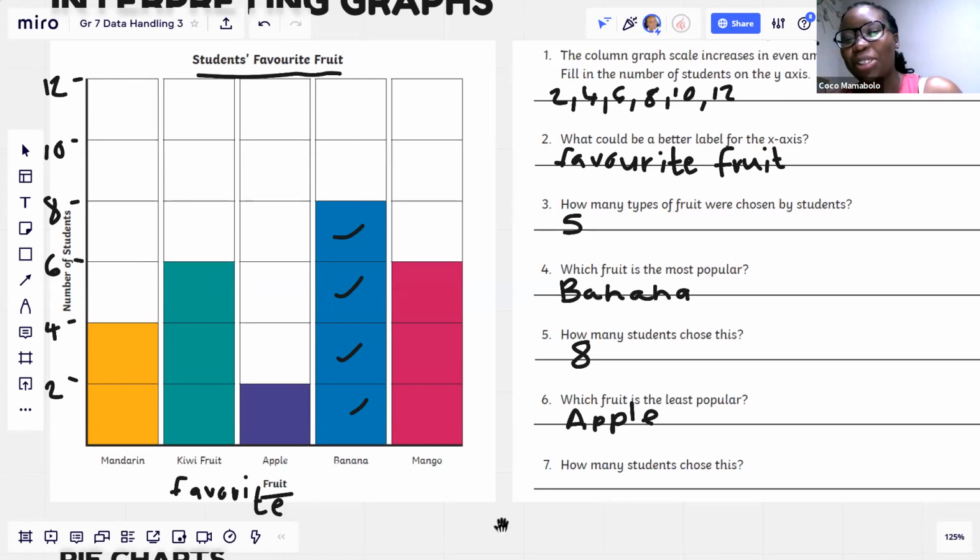Okay. How many students chose this? We're talking about apples. How many students chose apple? 2 students. Good. All right, guys. So this is how we interpret graphs. It's pretty easy, right?